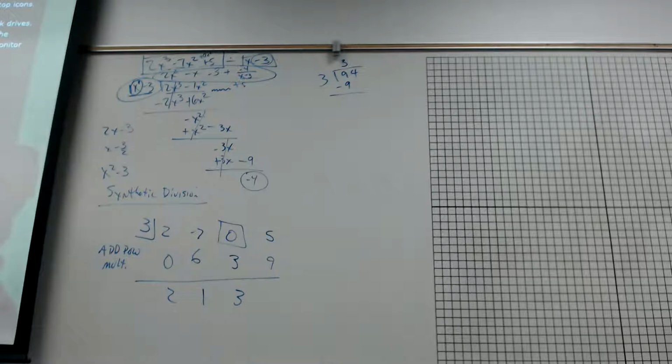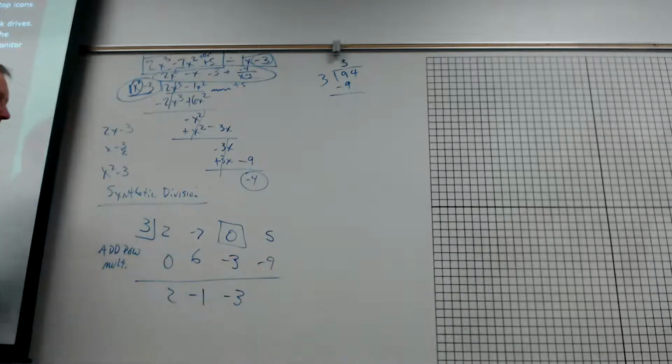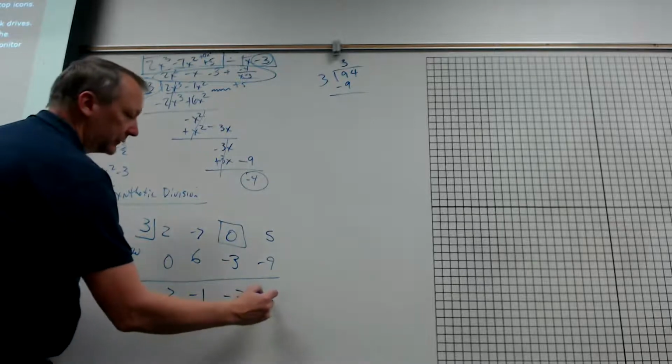Wait, did I forget something wrong? Oh, this is a negative 1. That's why. I messed up. Negative 1 times 3 is negative 3. There we go. Now I'm right. Now I've got my negative 4.